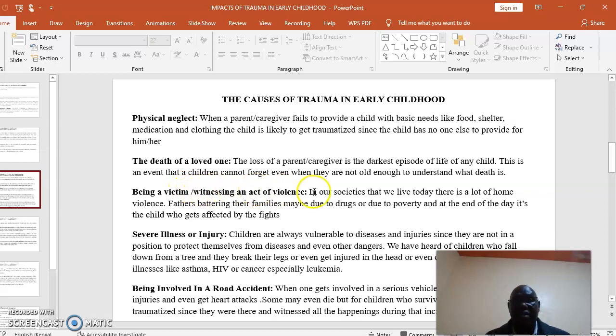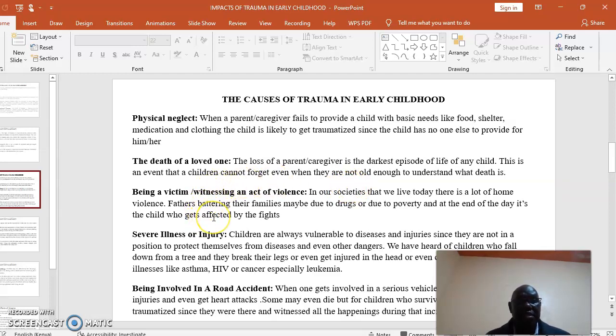The other cause is the death of a loved one. The loss of a parent or a caregiver is, of course, the darkest episode in the life of any child. This is an event that a child cannot forget even when they are not old enough to understand what death is all about.